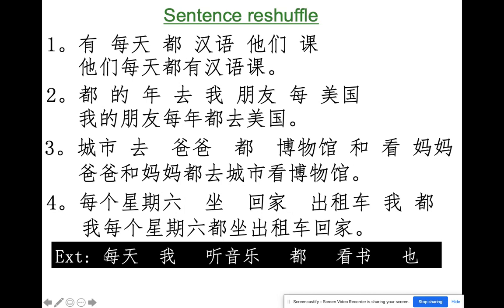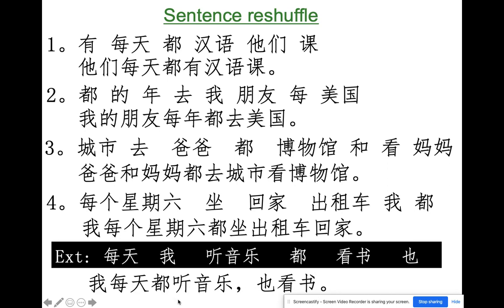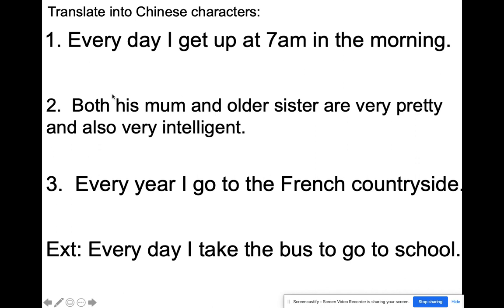好, extension. Anyone done the extension? 我每天都听音乐，也看书。Of course, you can swap 听音乐 and 看书。好, now it's your turn to do a harder one. Translate the English into Chinese. Make sure you put the words in the right order. You can pause and do it in your book.